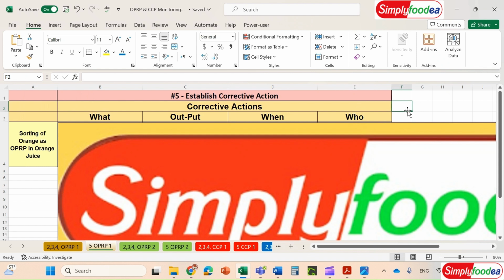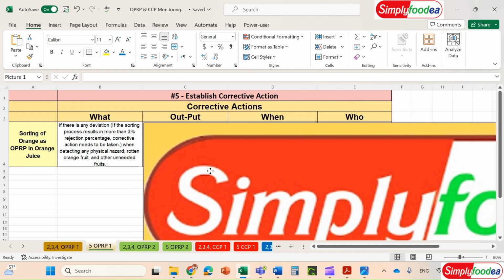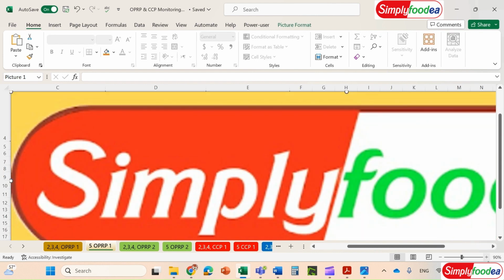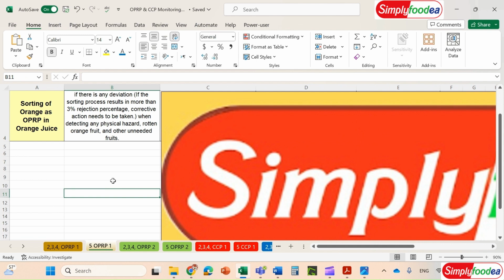Today we will continue the fifth principle in the HACCP plan for our OPRP, which is sorting of orange, which is OPRP number one. To establish the most accurate corrective action, you must answer the four mentioned questions in your HACCP plan. So the first question is what?